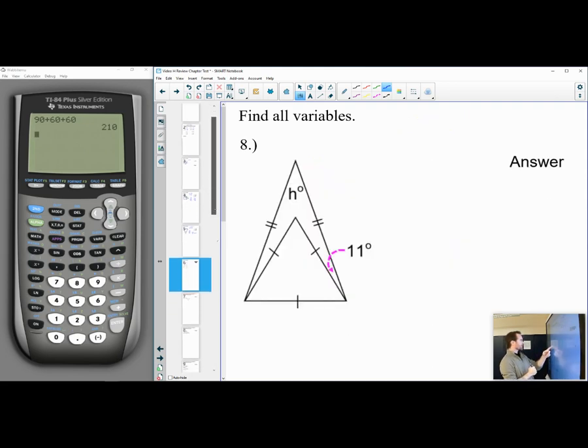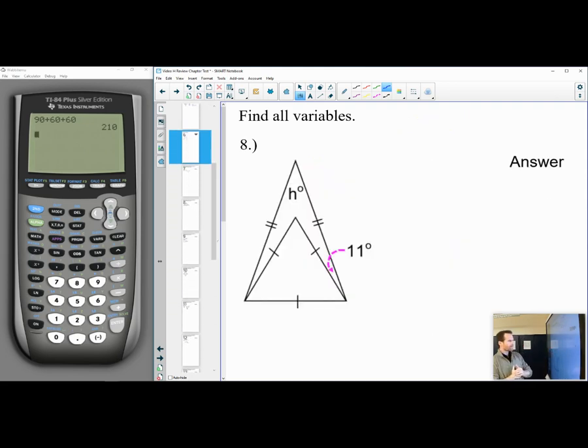All right, another one where we're finding variables, number 8. Here we only have to find one. We're just looking for H. I see two triangles, though. We could start in either one. I guess we'll start in the equilateral one, this one.